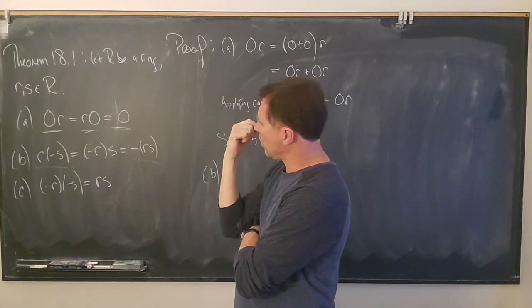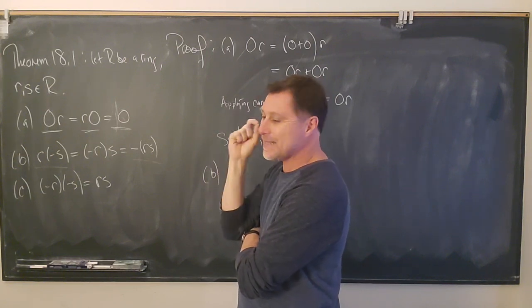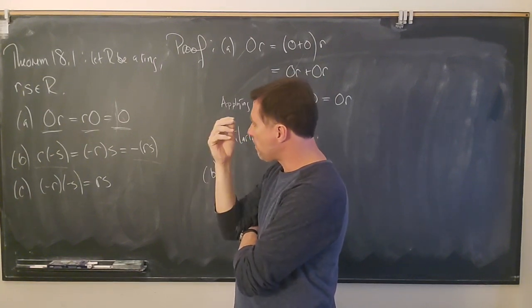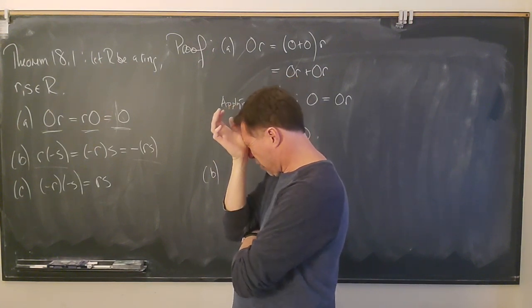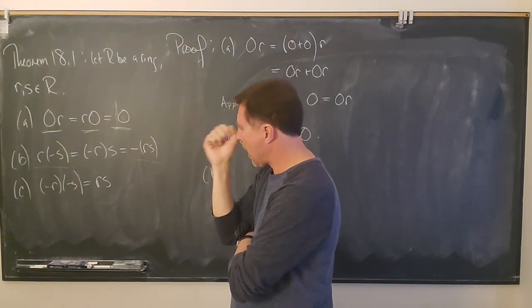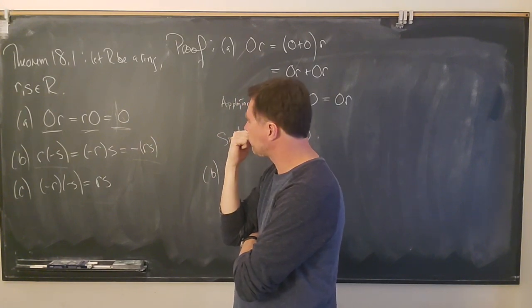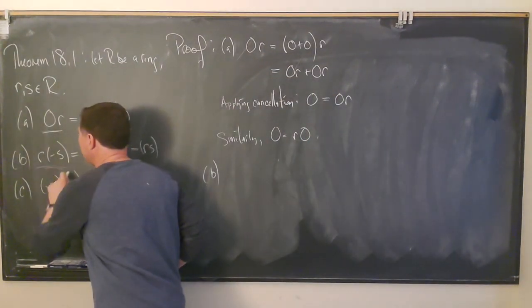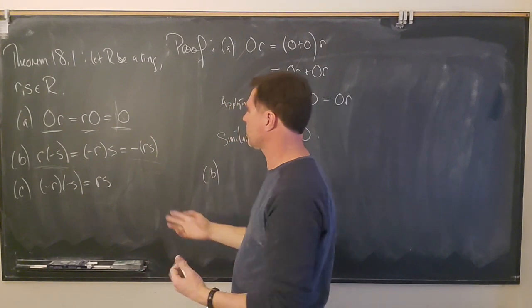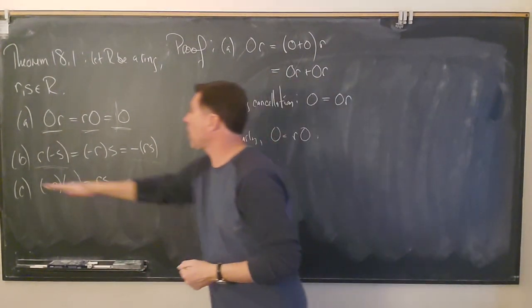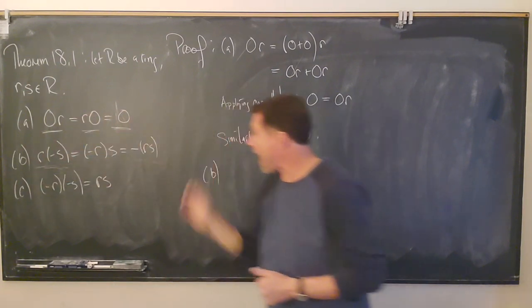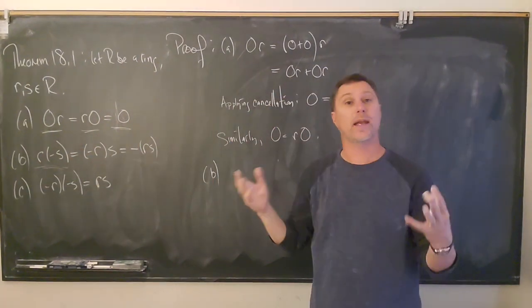So I want to show that R times minus S is equal to minus RS. Now, what does that even mean? What it means is that R times minus S is the additive inverse of RS, which means that if I take R times minus S and add it to RS, I need to get 0.